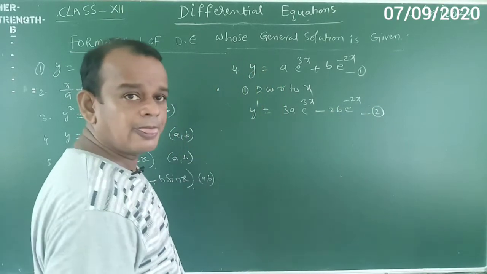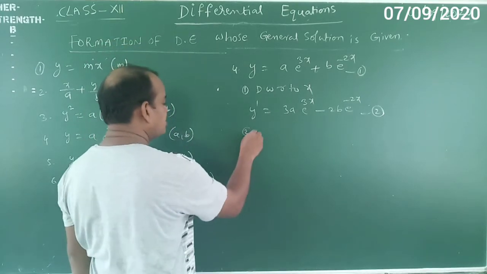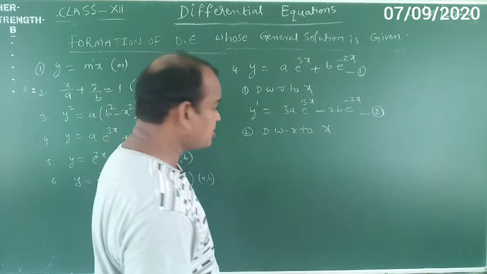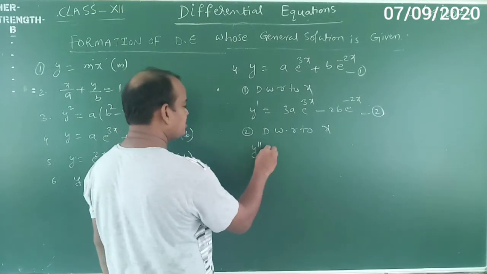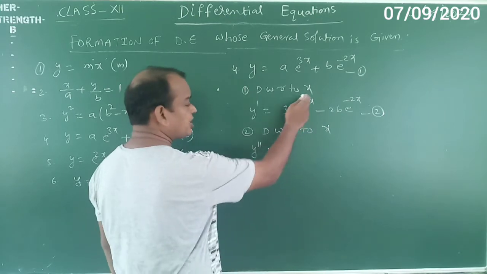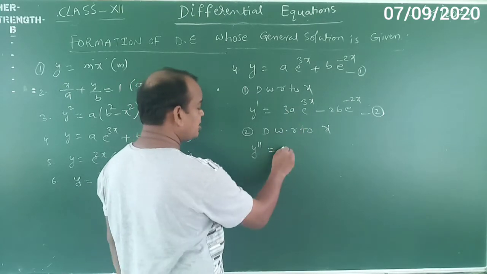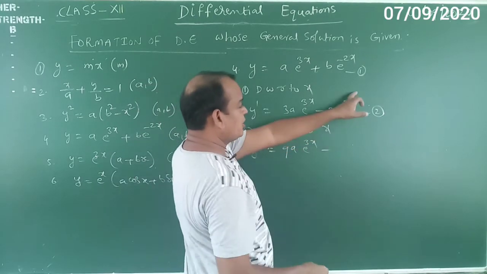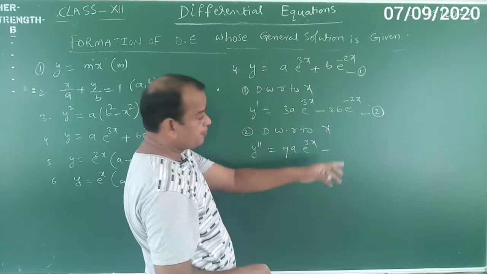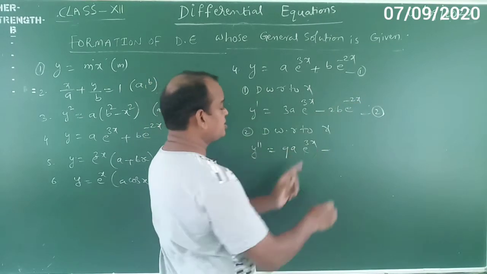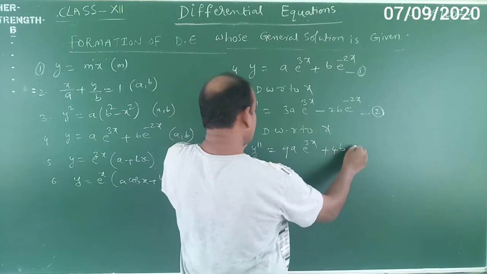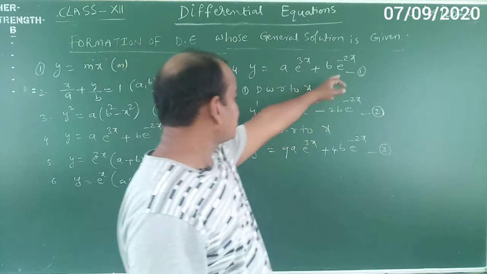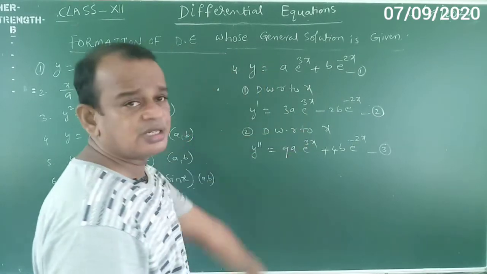Okay, my dear students. Again differentiate 2 with respect to x. y double dash is equal to, here the derivative of e^(3x) is e^(3x) into 3, and 3 is already there, so 9a e^(3x), plus, for e^(-2x), the derivative is e^(-2x) into -2, and the minus is already there, so 4b e^(-2x). This is equation number 3. Now from these 3 equations 1, 2, 3, remove the arbitrary constants a and b.